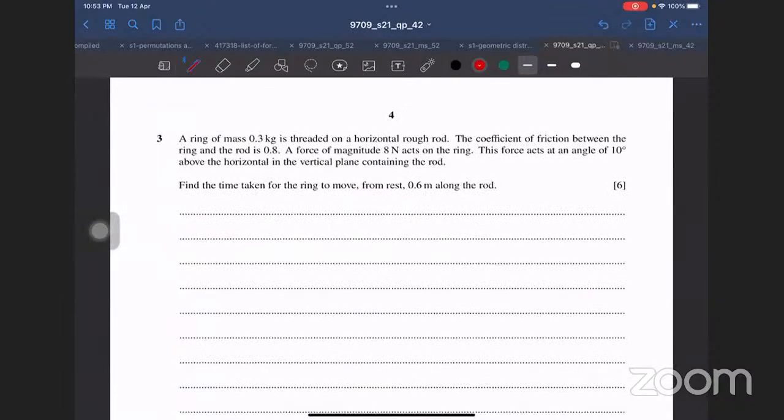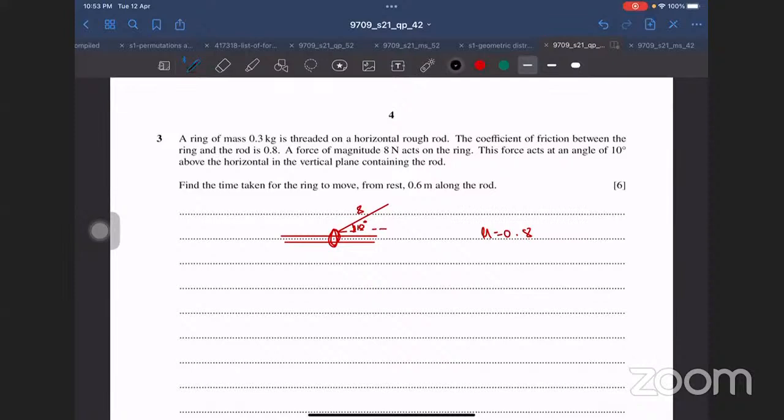This says a ring of mass 0.3 kg is threaded on a rod. Let's bring this a little forward. So there's a ring. The coefficient of friction between the ring and the rod is 0.8. A force of magnitude 8 newtons acts on the ring at an angle of 10 degrees above the horizontal, in the vertical plane. Find the time taken for the ring to move from rest, 0.6.